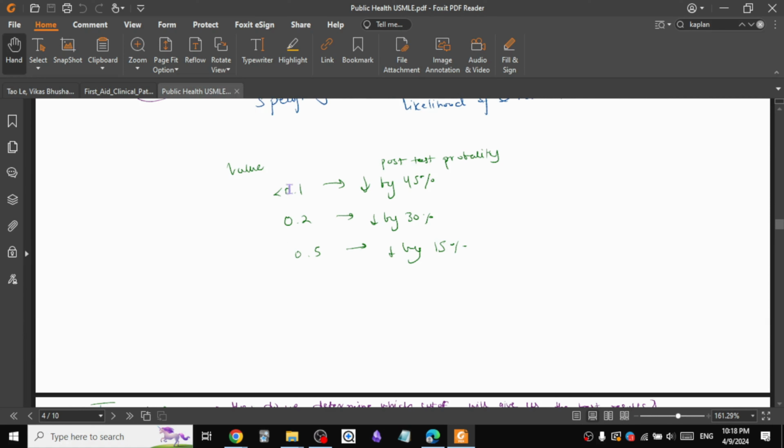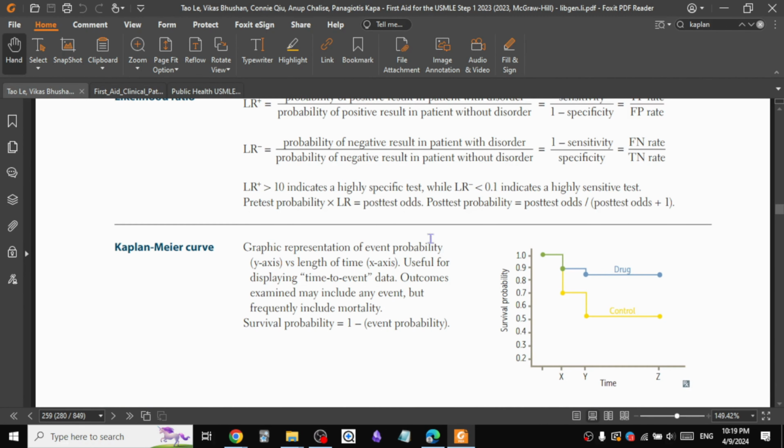And now you see how, if the negative likelihood ratio decreases to less than 0.1, the post-test probability decreases by 45%. So imagine, just through sheer maths we can determine if this person actually has a disease or not, and that's what we're trying to do, right? So 0.2 decreases it by 30%, 0.5 decreases it by 15%. We don't have to remember all this, but it always helps to understand. Okay.